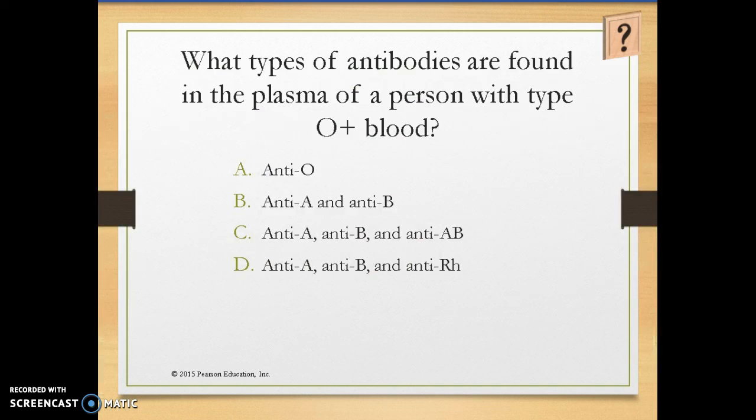What types of antibodies are found in the plasma of a person with O positive blood? Anti-A and anti-B.